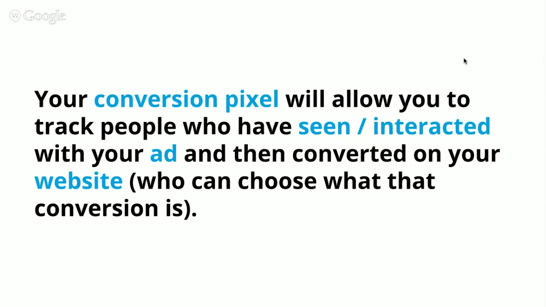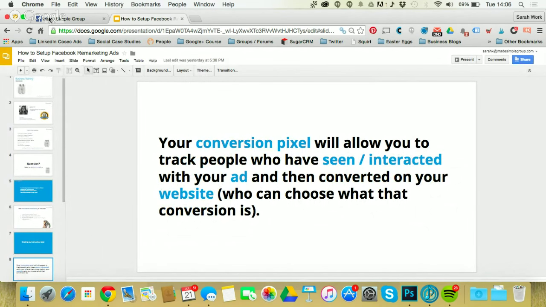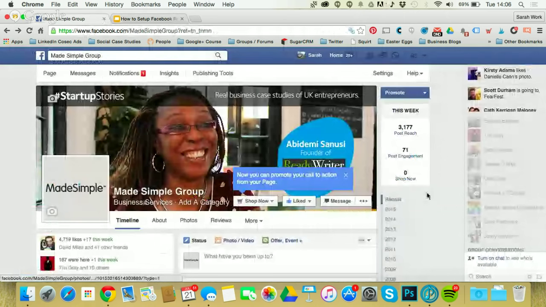So basically you create a conversion pixel, then place that onto either the confirmation page of your website or Google Hangout registration page. So you can actually see if someone's seen or interacted with your Facebook ad and then they've gone and converted on your website, you obviously can then see that data. So what we're going to do now is move on to the Facebook platform, and I'm going to show you how to create that conversion pixel.